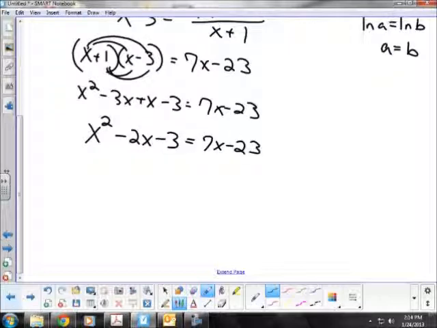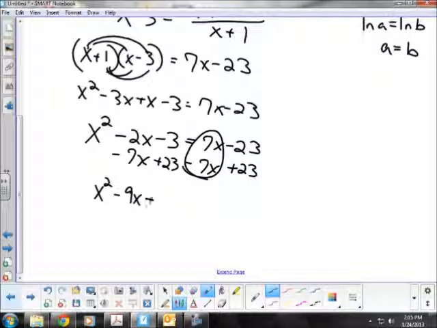Now, how am I going to go about trying to solve that? Everything has to be on one side. So I'm going to subtract the 7x first. And what else? Add the 23. So I get x squared minus 9x plus 20 equals 0. So that all zeroed out.